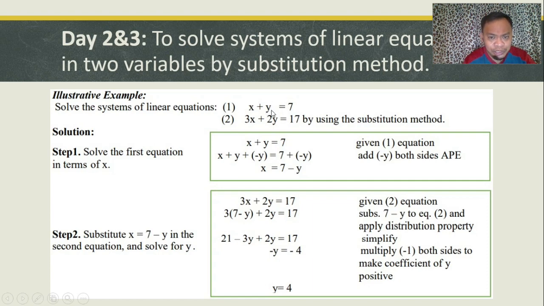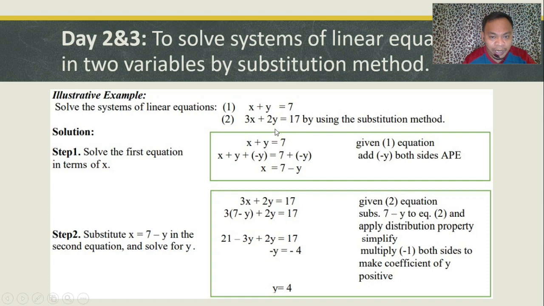So ito po yung step, itong equation number 1 po yung ginamit natin kasi yung numerical coefficient po ng kanyang variables ay only 1. Di ba? Okay, so we have here x plus y is equal to 7. Then, ang ating gagawin dito ay we will get the value of x. Di ba? So, solve the first equation in terms of x. Okay? So, magiging x plus y is equal to 7.